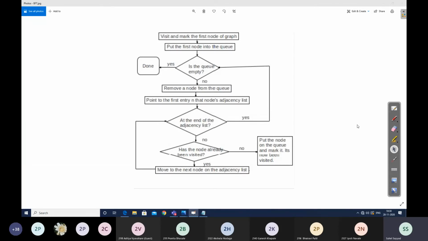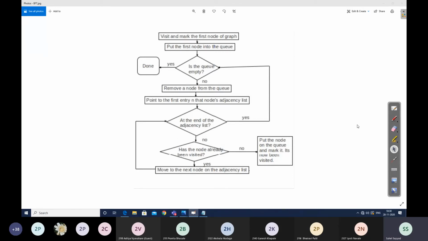Initially, we visit and mark the first node of our graph. We take one node as the first node from where our traversal will begin. We visit that node and mark it, meaning we print it in the output. Then we put this first node in our queue. This queue is for unexplored vertices or unexplored nodes, right?